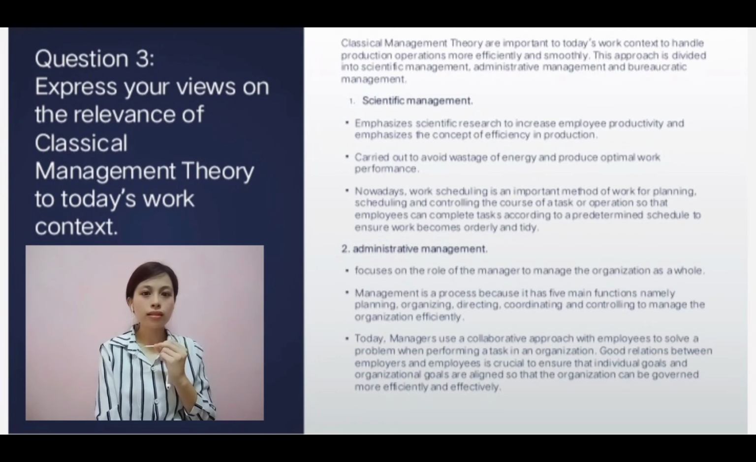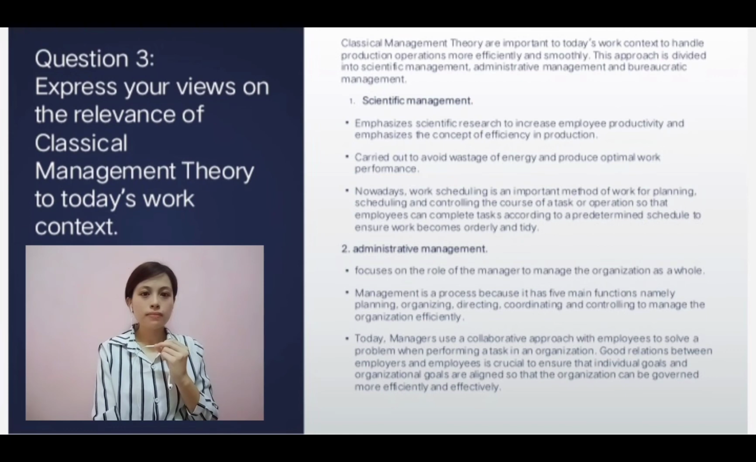Nowadays, work scheduling is an important method of work for planning, scheduling and controlling the cost of a task or operations so that employees can complete the tasks according to a predetermined schedule to ensure work is orderly and timely.